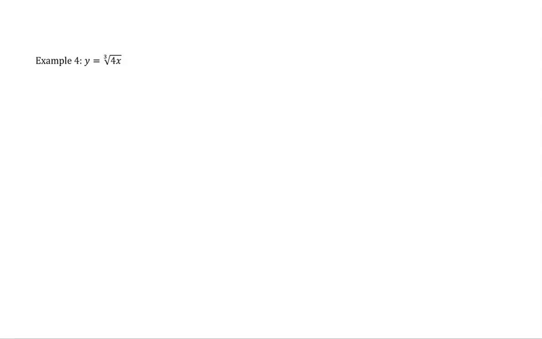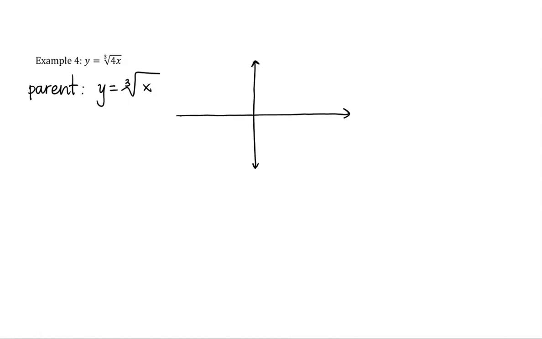In this example, our parent function is the cube root of x. Y is equal to the cube root of x. I will sketch a graph of what that function looks like and conveniently choose some points that are on this function. So the graph of the cube root of x looks like this. Some points that are on this graph are the points (-8, -2), (0, 0), and (8, 2).